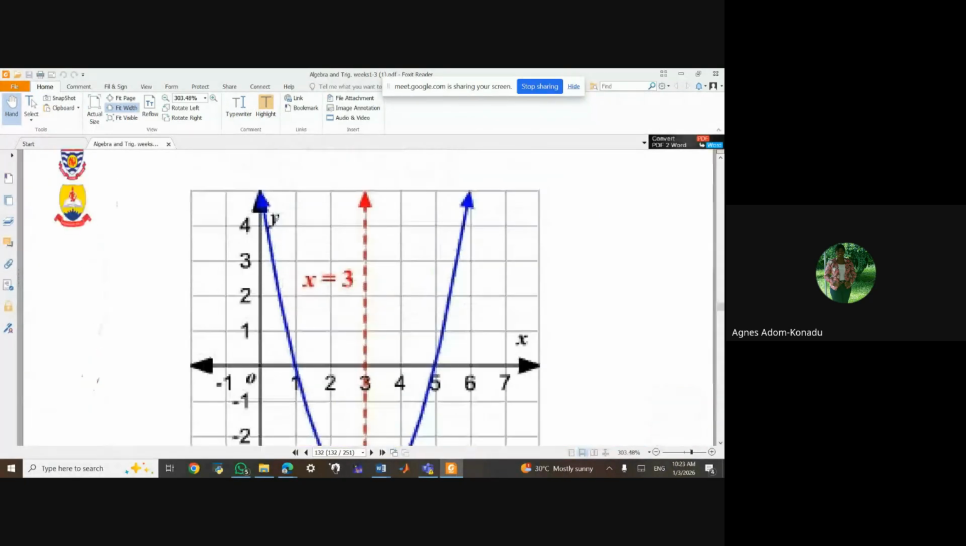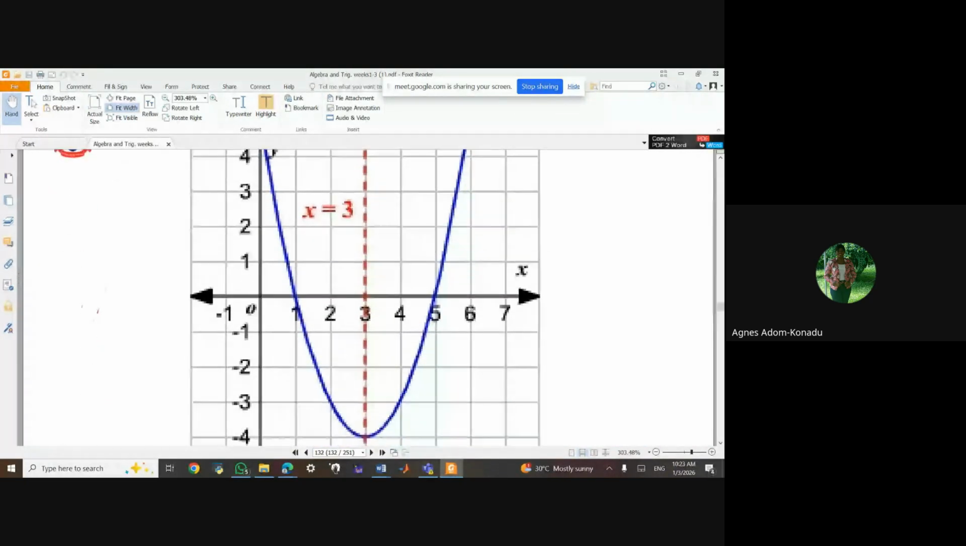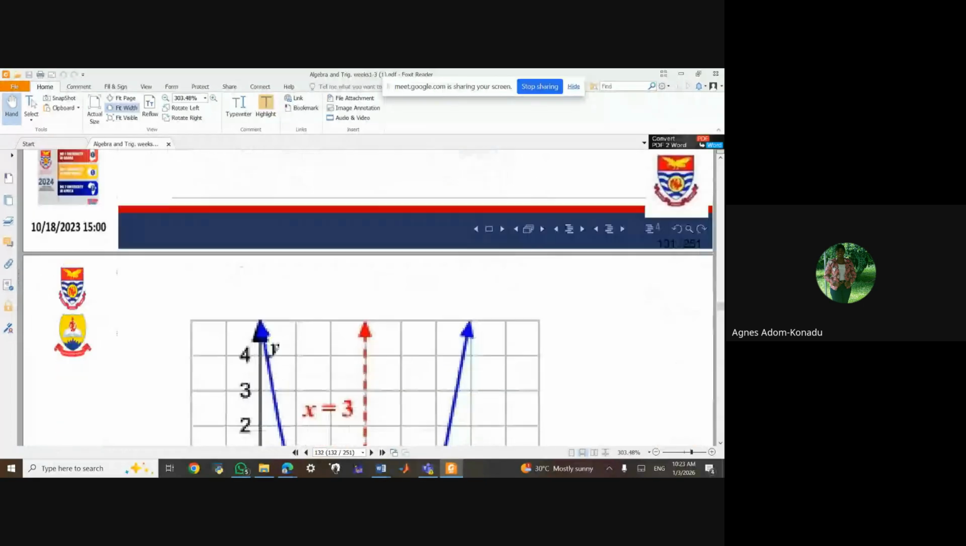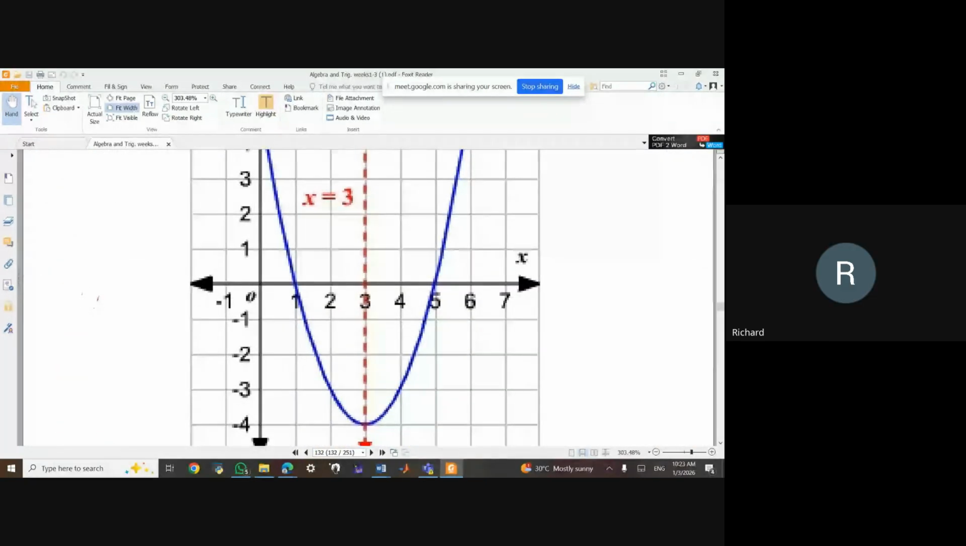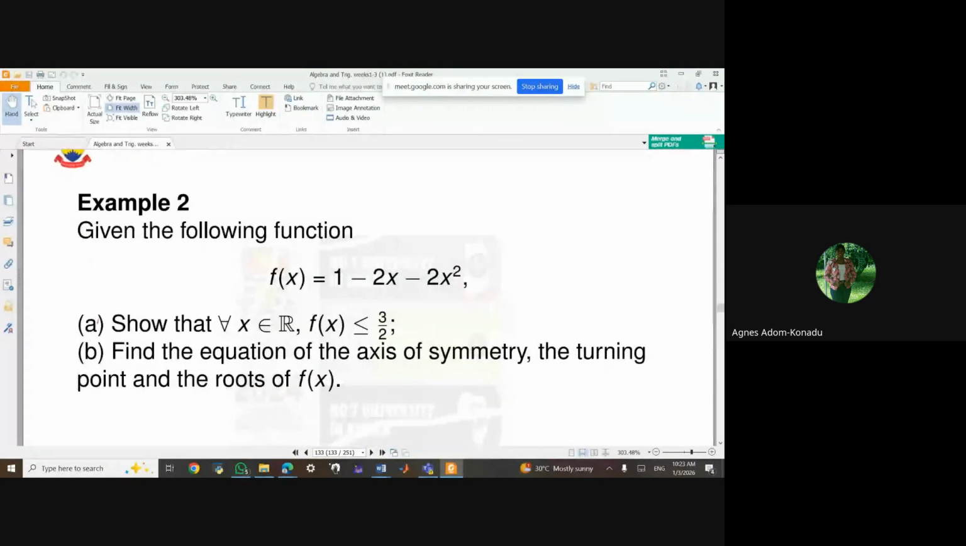So we sketch the graph. That's what we're going to get. The axis of symmetry is the line x equals 3. Then I have the endpoint. It says find the following. Okay, so that's another question.